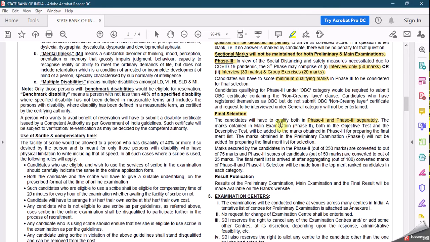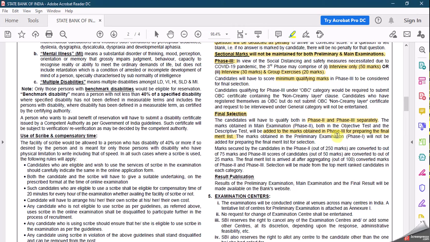So the marks obtained in main examination phase 2, both in objective test and descriptive test, will be added to the marks obtained in phase 3 for preparing the final merit list. That is, the marks you scored in the mains exam will be added to the phase 3 marks, that is the marks you will be scoring in the interview phase. Marks obtained in the preliminary examination will not be added for preparing the final merit list. So keep this thing in mind.